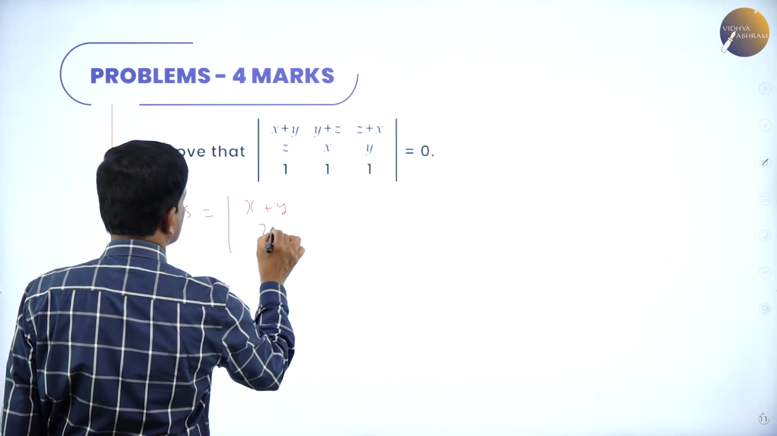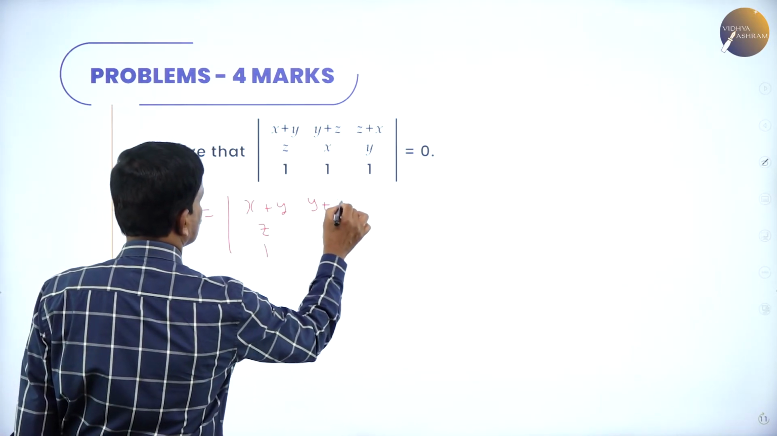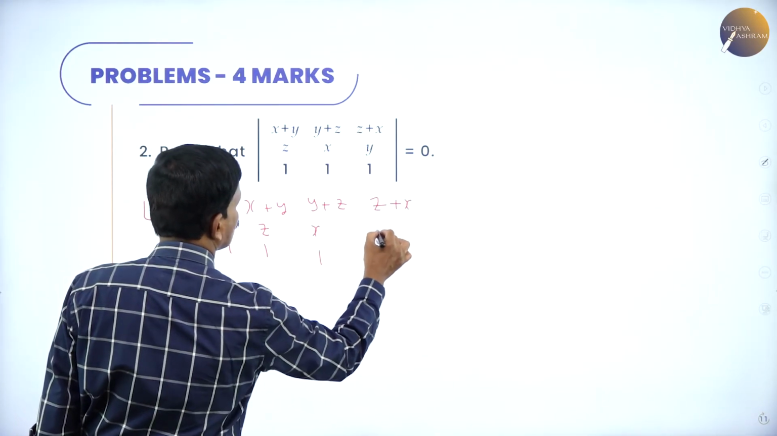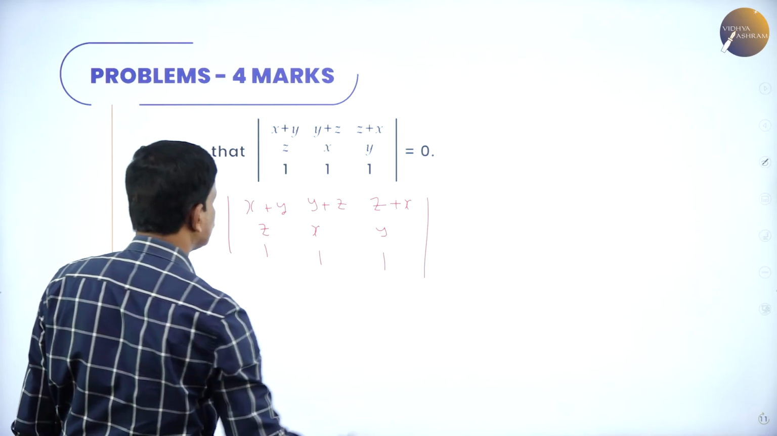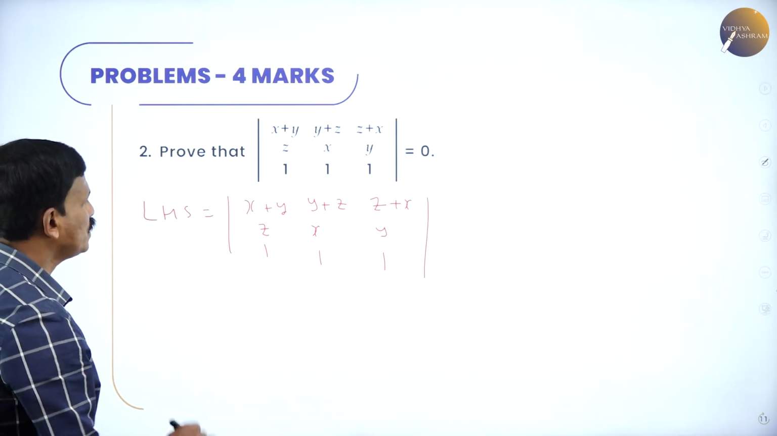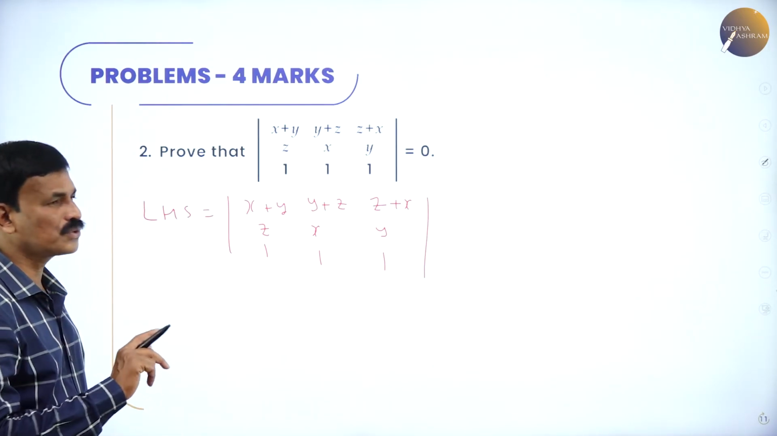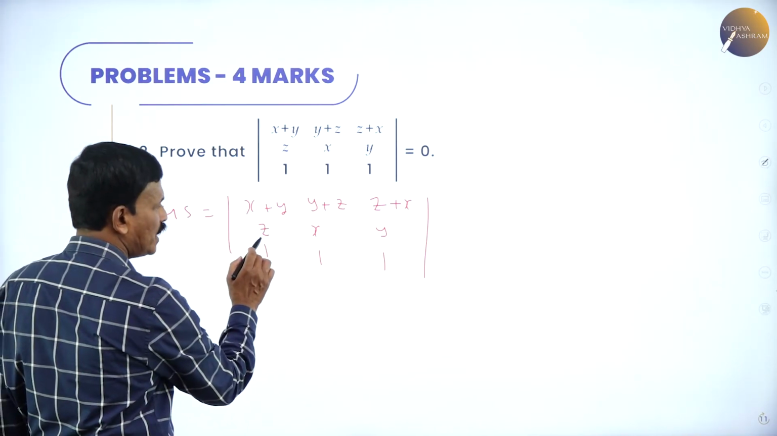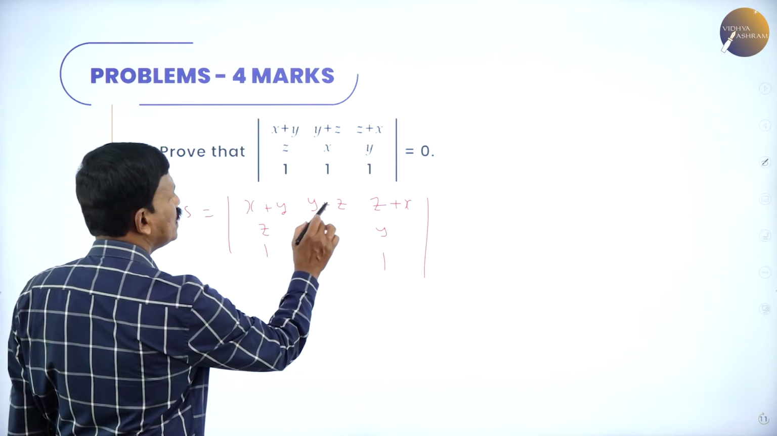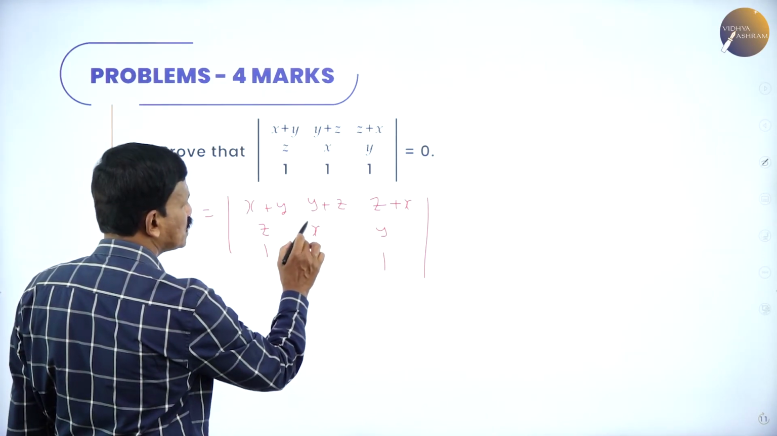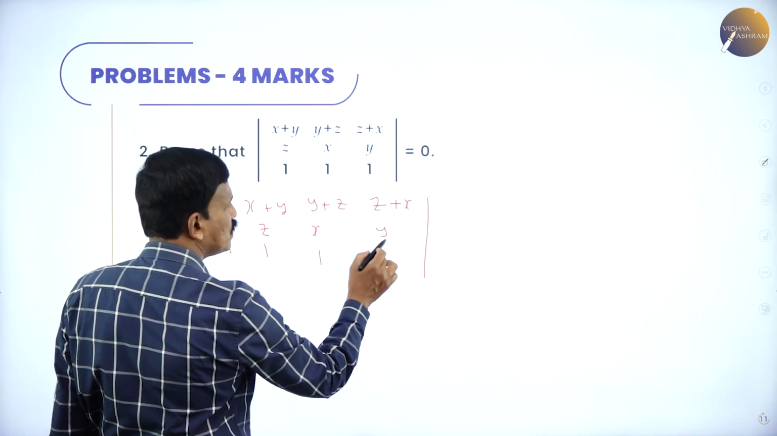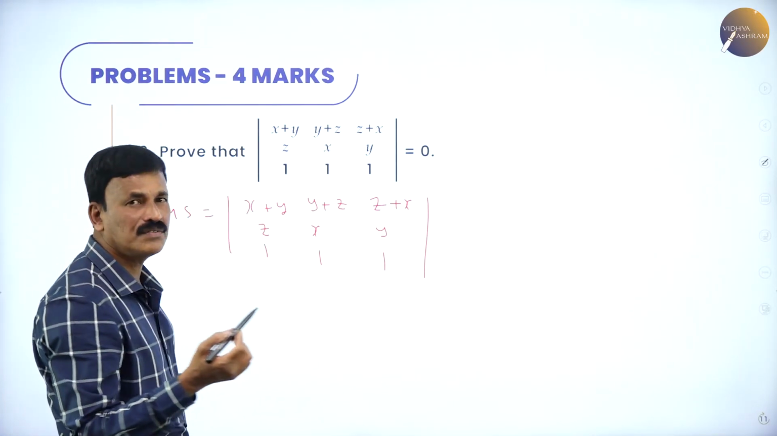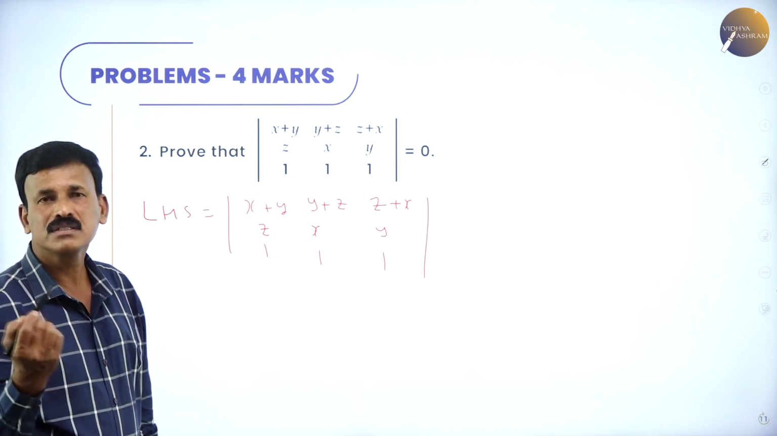x plus y, z, 1; y plus z, x, 1; z plus x, y, 1. This is the LHS. Now convert this in such a way that two rows or two columns are the same. See here, x, y, if I add this, you will get x, y, z. Y, z, if I add this, you will get x, y, z. Z, x, y, if I add this, you will get x, y, z. So x, y, z, x, y, z, x, y, z, we can remove the common factor. Then we will get the answer.